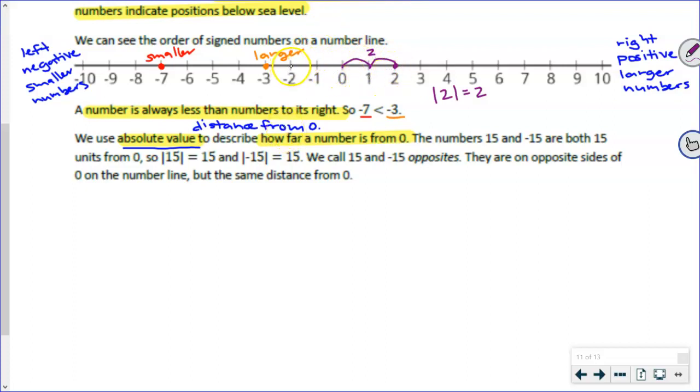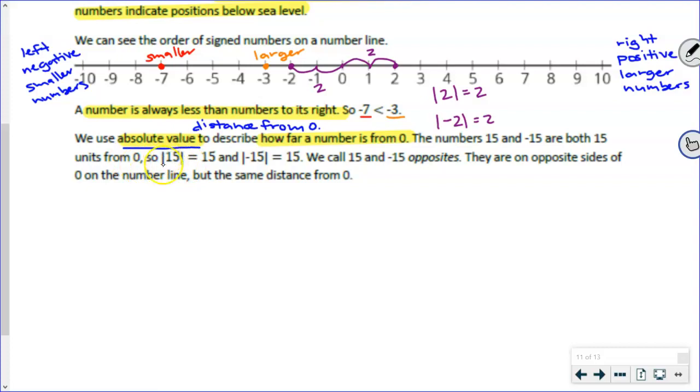But negative 2 is also 1, 2 away from 0. It's just 2 away from 0 on the other side. So I could also say the absolute value of negative 2 is 2. The distance that negative 2 is from 0 is also 2. Both of those numbers are 2 away. And that's what it's saying down here with 15.